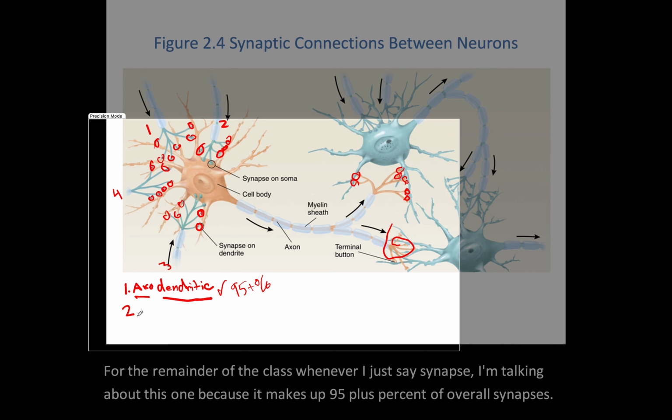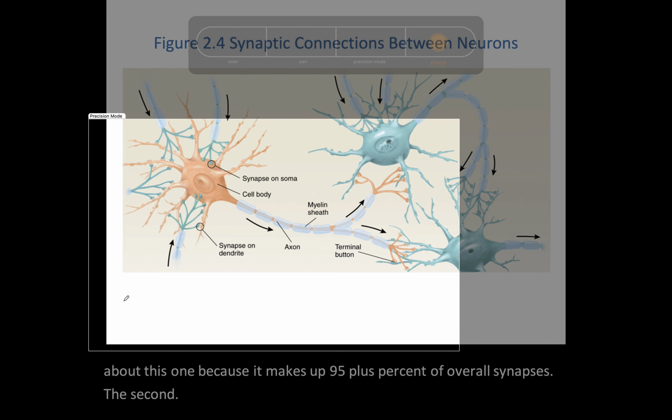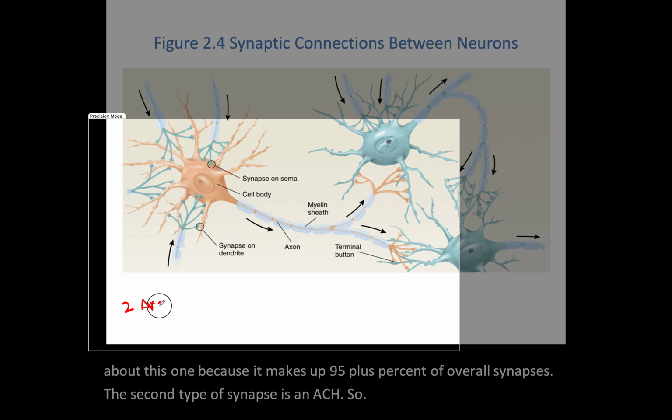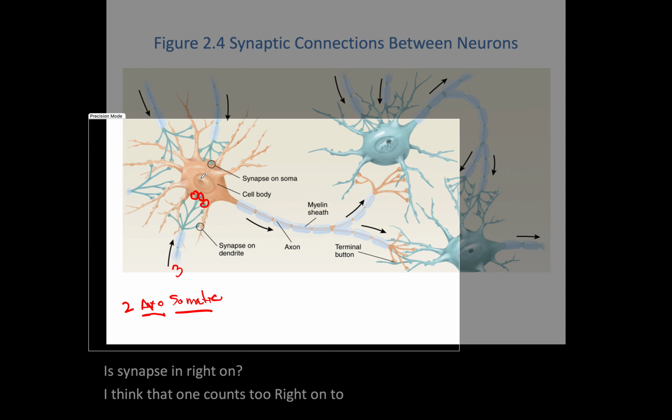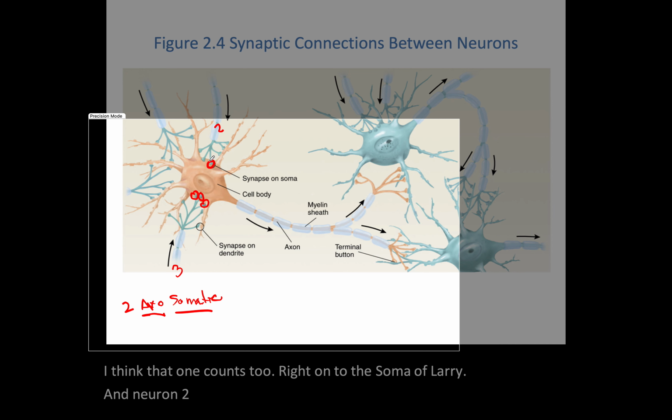The second type of synapse is an axosomatic. Axon terminal bouton to a soma. Look right here. This neuron 3 is synapsing right on, I think that one counts too, right onto the soma of Larry. And neuron 2, similarly, right there.